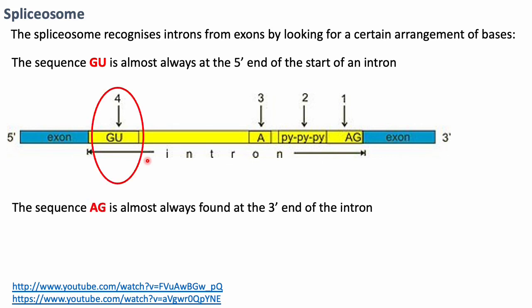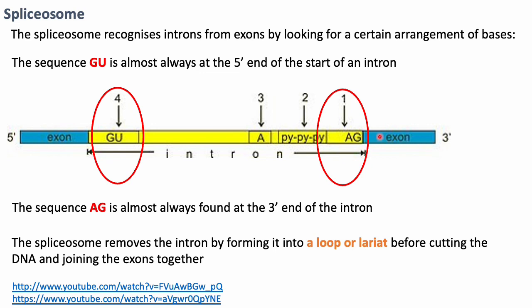And the AG sequence is always found at the 3' end of the intron. So we can actually find these sequences and determine where the intron sequence starts and where it ends. The spliceosome has the ability then to remove the intron by forming it into a loop or a lariat. It does this by cutting the RNA and then joins the exons together. There's a couple of videos here to have a look at afterwards, if you like. I'll put these up on Blackboard.